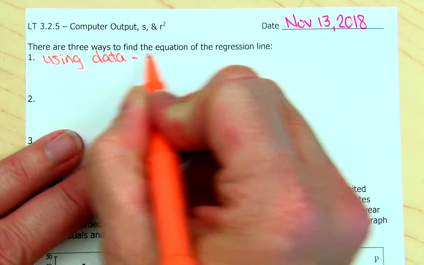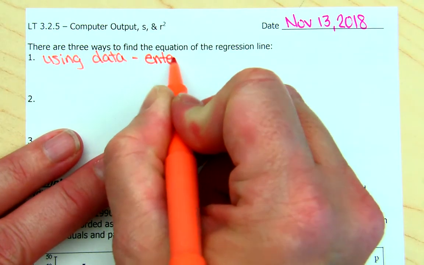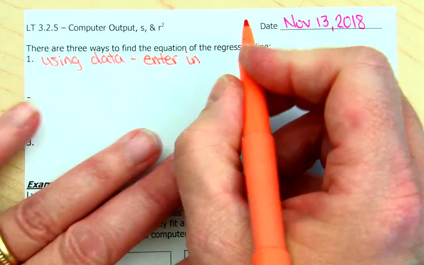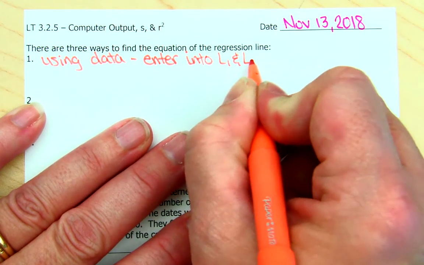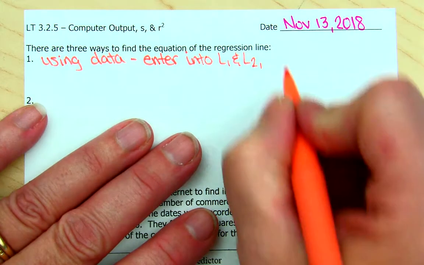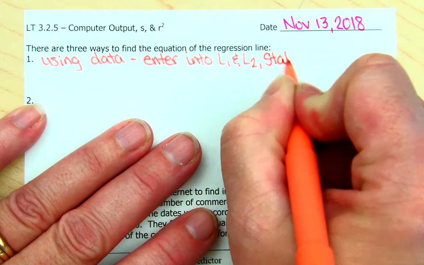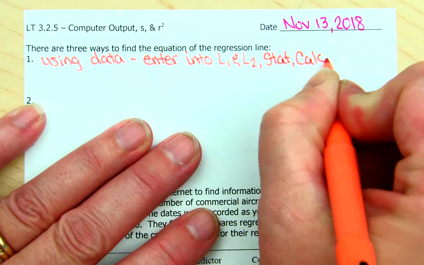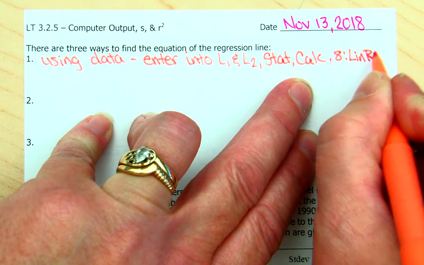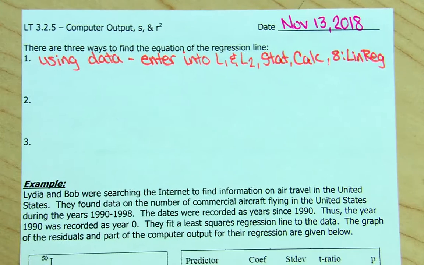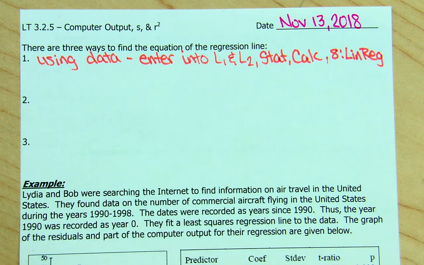If we're using data, we will enter the data into L1 and L2. Then we do stat, calc, and then number 8 when ready. And that will give us all the information we need to write our equation. Okay, so you guys should already know that one.